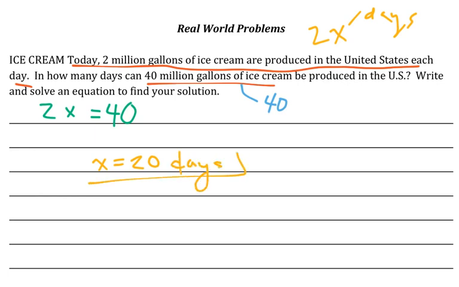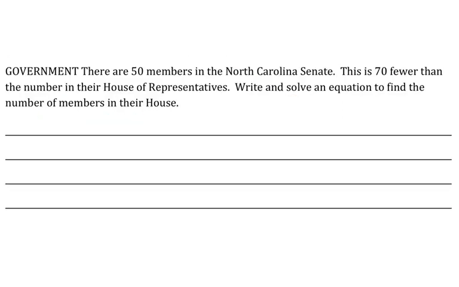And we'll go ahead and box that, but let's check it too, because checking it helps real-world problems make better sense. Well, after 20 days, 2 per day, 20 times 2 is 40 million gallons of ice cream. We've written an equation, we've solved it, we've checked it, and hopefully the word problem makes better sense now.